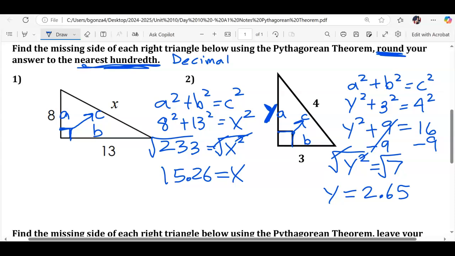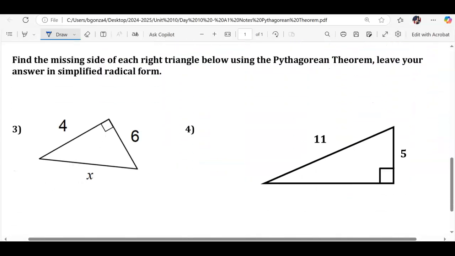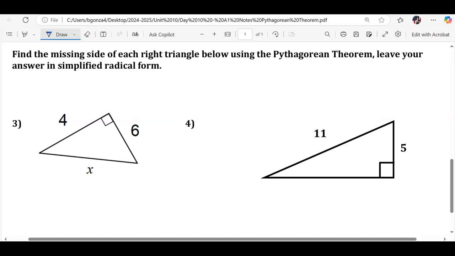The next two, very important that you tie together Pythagorean and what we've been doing with simplifying radicals. We're marrying these two ideas today, okay? Are we good on 1 and 2? Look at number 3. Find the missing side of each right triangle below using Pythagorean theorem. Leave your answer in simplified radical form. What is that, Mr. G? Well, that's the factor tree stuff that we've been doing, right? Whenever you see simplified radical form, you're going to do a factor tree, not rounding a decimal.